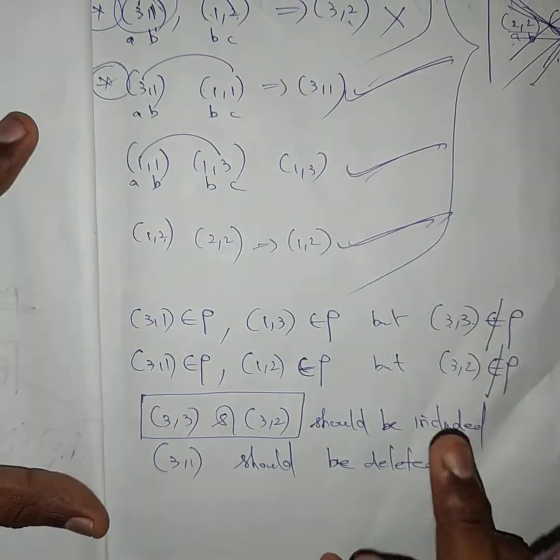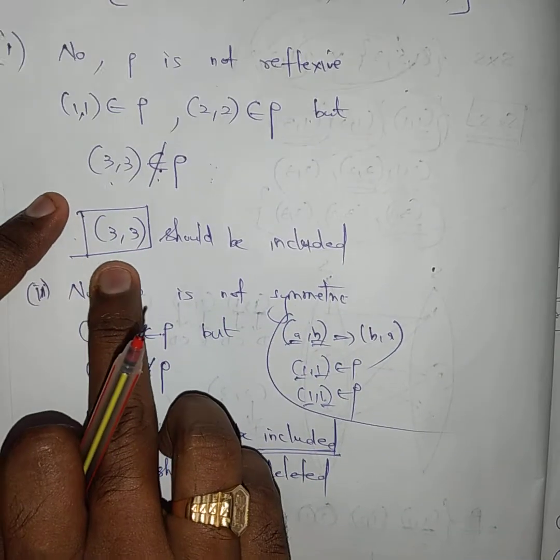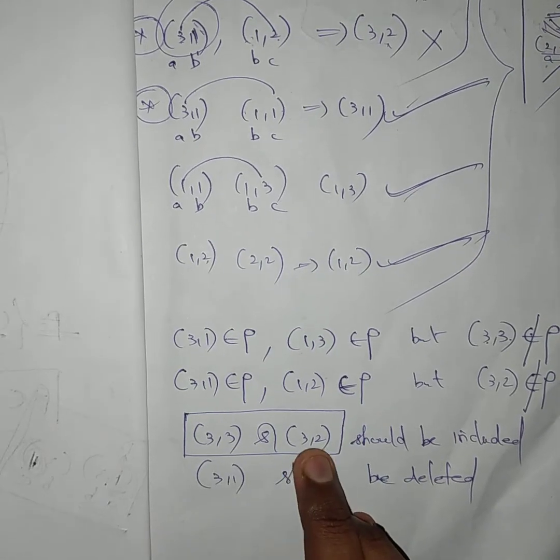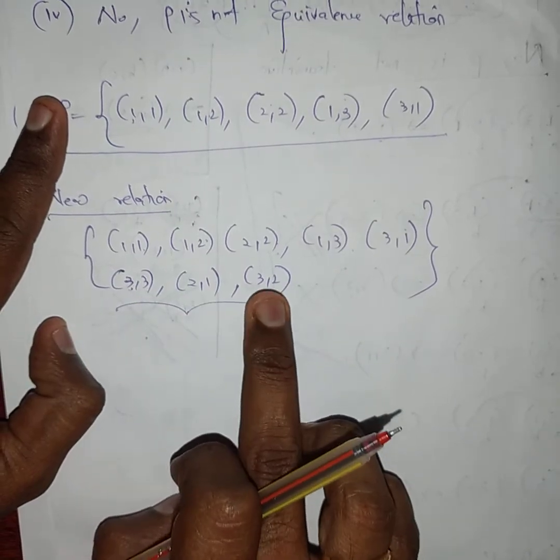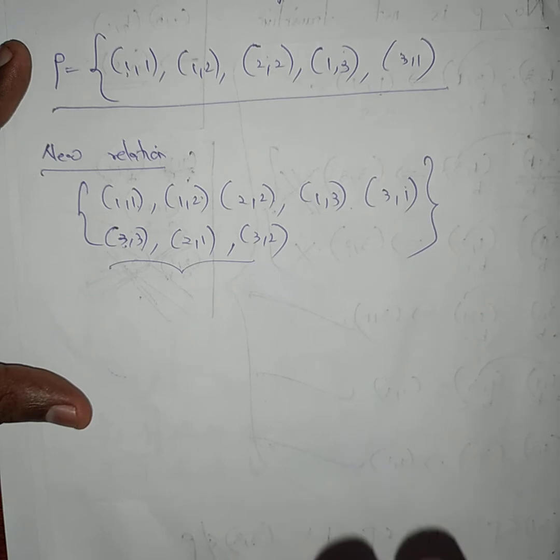Next, for transitive, 3 comma 3 and 3 comma 2. Already I have written 3 comma 3, so I don't need to write 3 comma 3 once again. So I am going to add 3 comma 2. I added 3 comma 2. So 3 comma 3, 2 comma 1 and 3 comma 2 are added. Now I need to check whether it is symmetric, reflexive, transitive.